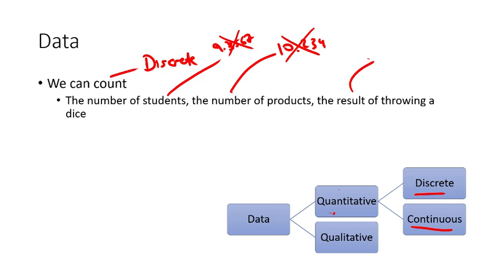Or the result of throwing a dice. The result of throwing a dice is 1 to 6. Okay, you just count it. So how many options are there? 1 out of how many? 6. That's all.